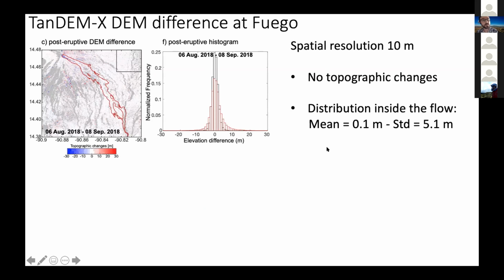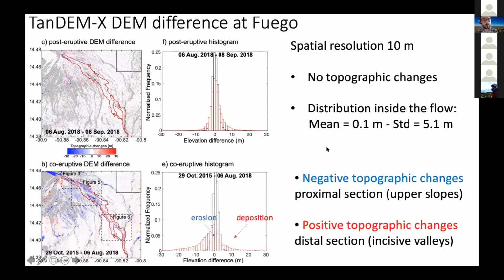If you look at the same for the co-eruptive period, during the eruption, you can start to see some topographic changes, mostly negative, the blue area on the proximal section, and some positive topographic change on the distal section that could be associated with the accumulation of material. And you see here in the distribution in red a more spread distribution that shows the erosion and negative topographic change on this part and some deposition on the other.